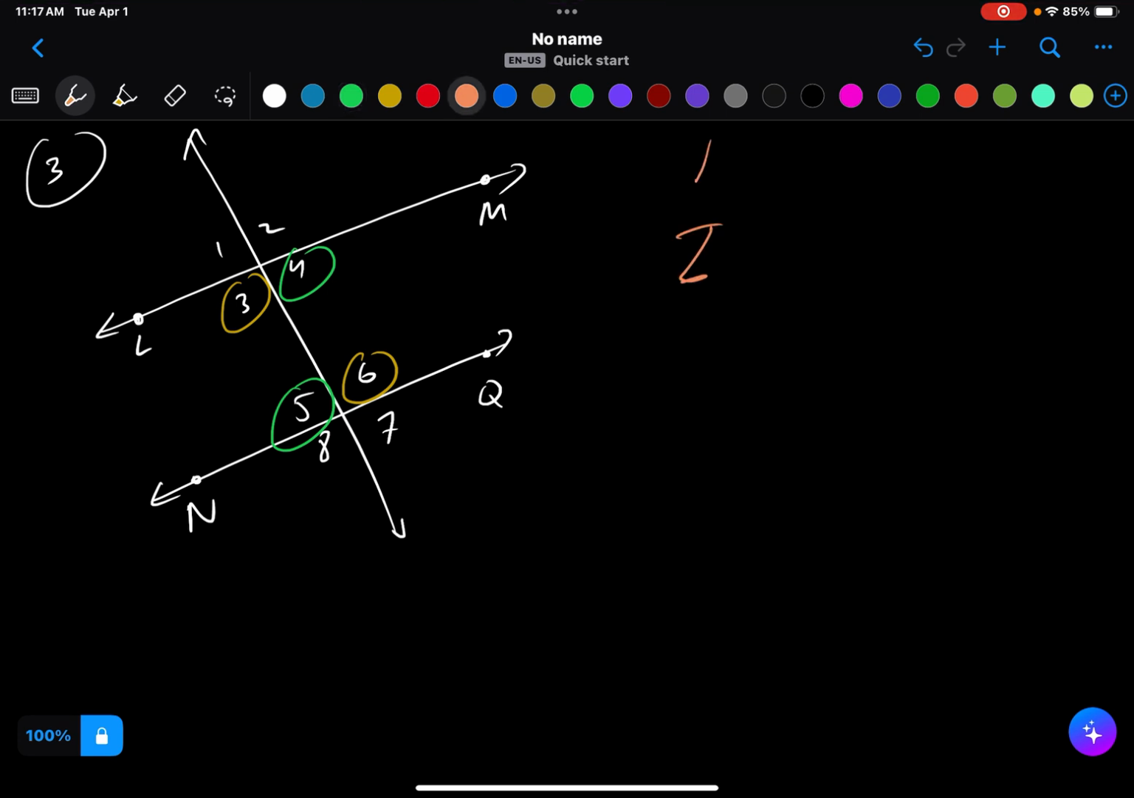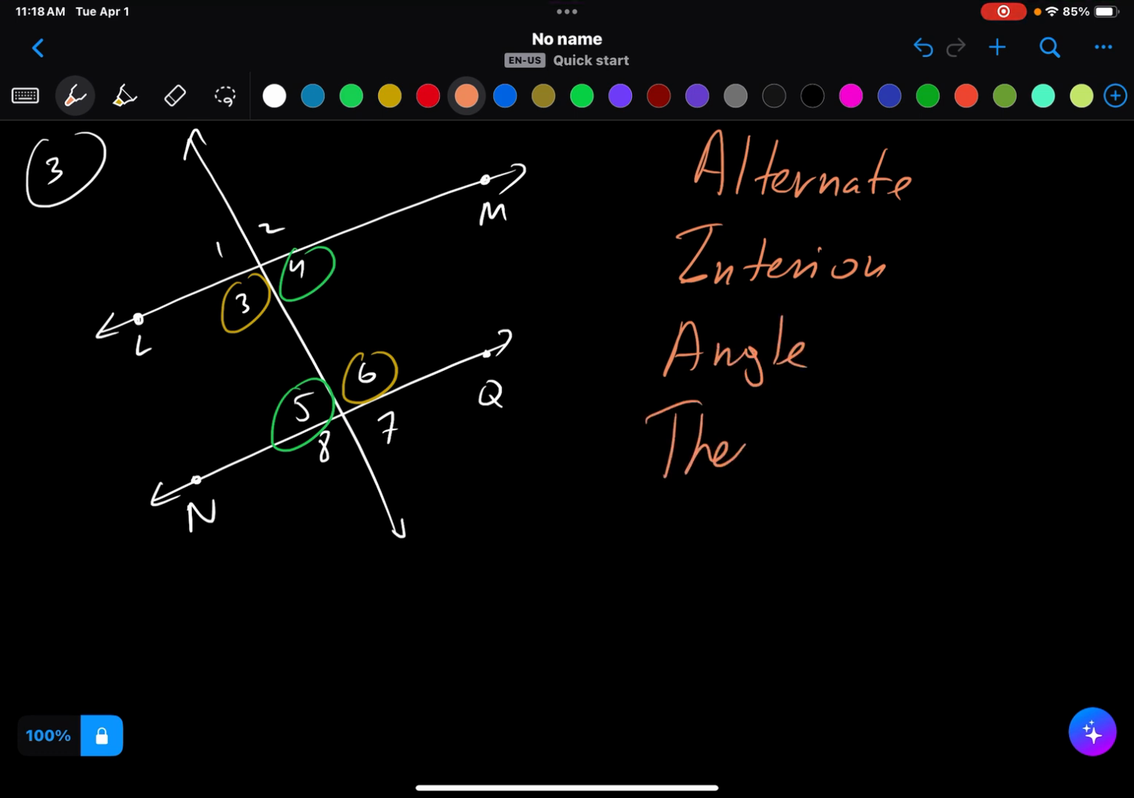So it's going to be the alternate interior angle theorem. There you go. That's the answer to number 3. Very darn easy. They're on the inside and they're alternating, so that's the theorem that proves them right. All right, let's move on to number 4.